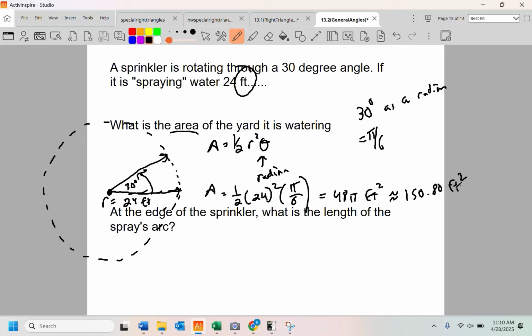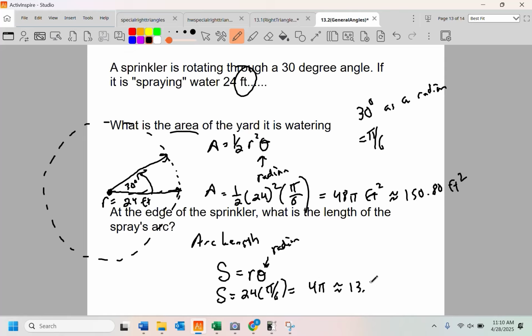At the edge of the sprinkler, what is the length of the spray's arc? So remember, this is arc length. And again, Milbrath doesn't know why, but they use an S, and it's r theta. Same disclaimer, radian. And the radius is 24, and the angle is pi over 6, and 24 over 6 is 4, so it's 4 pi. It's 4 pi, or it's like 13.57 feet. It's probably what it is.